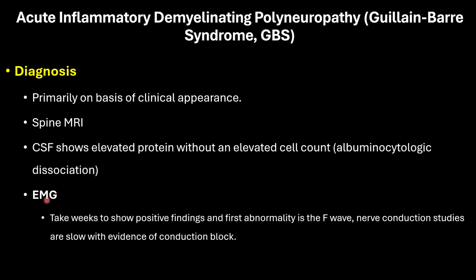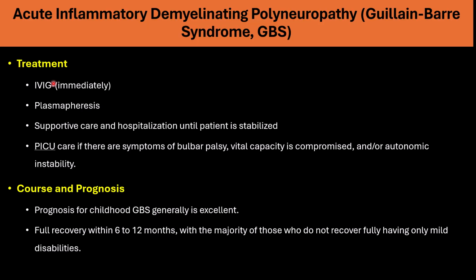Nerve conduction studies are slow with evidence of conduction block. Treatment of Guillain-Barré syndrome or acute inflammatory demyelinating polyneuropathy: IVIG, immediately. Start the treatment once suspected clinically. Plasmapheresis in complicated cases, supportive care, and hospitalization until the patient is stabilized. So classically they have to be admitted.